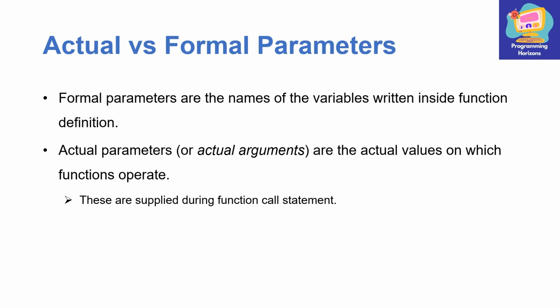Actual versus formal parameters. Formal parameters are the names of the variables written inside the function definition. These act as a placeholder for the actual values which are supplied during the function call statement. On the other hand, actual parameters, also called actual arguments, are the real values on which functions operate. These are supplied during the function call statement.